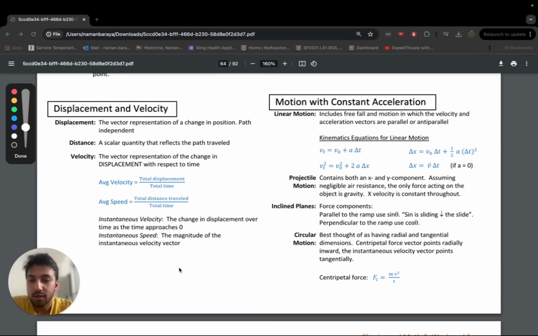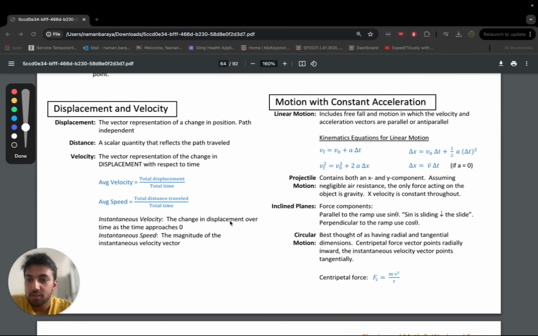Let's say that I walk from my house to your house, and then I walk back to my house. My displacement is 0, because throughout that entire time I ended up at the same spot. My distance is actually that plus that, so it's whatever my walk is to you times 2. So that's the distance, and my displacement is 0 because I haven't moved at all. So my velocity here would be 0. My speed would be whatever the distance is divided by the total amount of time. So that's the difference between displacement and distance. Velocity is the change in displacement with respect to time. So it's important to know the difference between that.